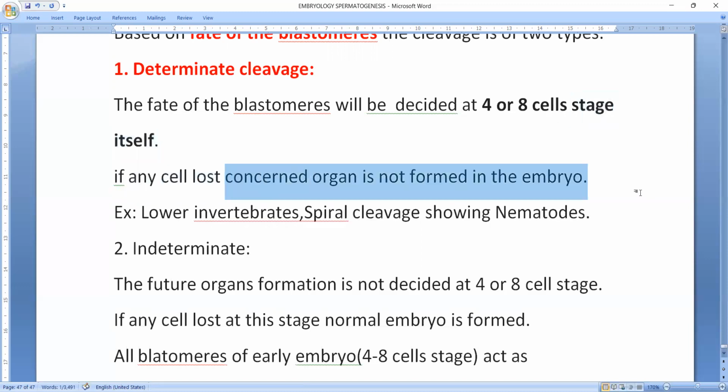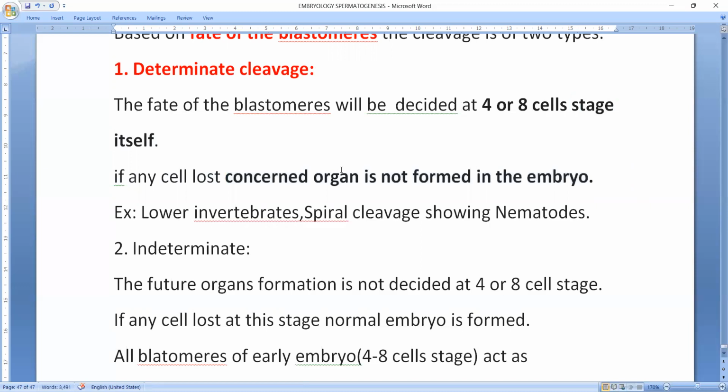When we discussed the types of eggs, I said that the determinate egg is like this. So here that kind of cleavage takes place. Because the first 4 to 8 cells are what we call totipotent cells. First 4 to 8 cell stage, so each cell is very, very important, up to 8 cell stages, sometimes 4 cells only. For example, I told you yesterday.